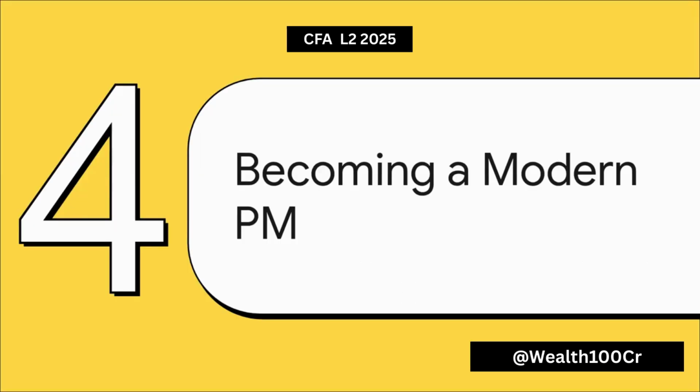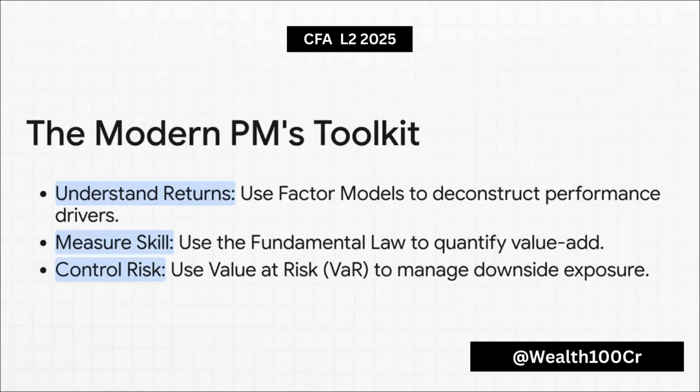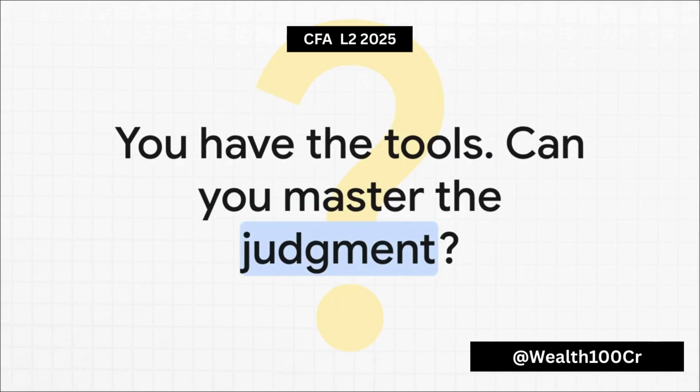All right, so we've unboxed our 3 essential tools. Let's lay them all out on the workbench and see what we've built, see what this complete toolkit for the modern portfolio manager really looks like. And here it is. It's this beautiful, logical process, right? You use factor models to truly understand the real drivers behind your portfolio's performance. Then you use the fundamental law of active management to measure and quantify your skill at generating that performance. And finally, use value at risk to control and manage your downside risk. Understand, measure, control. And that leaves us with the big question, doesn't it?